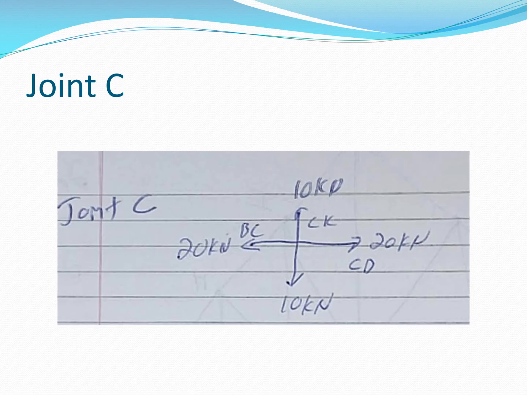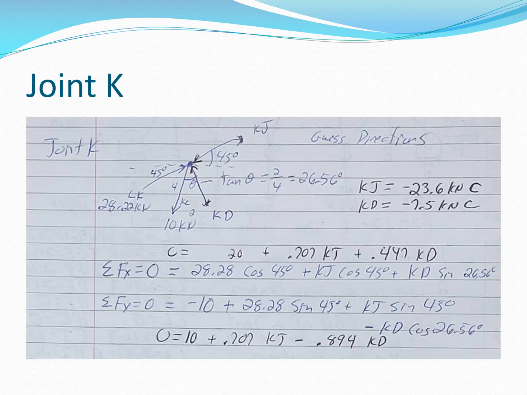Now again, that's the same as point E on the other side of the diagram, or on the other side of the truss. Point K is up at the top, right? Point K is going to be identical to point I. So here we know LK because we solved for AL, and we now know KC because we just solved for that. We don't know KD and we don't know KJ.